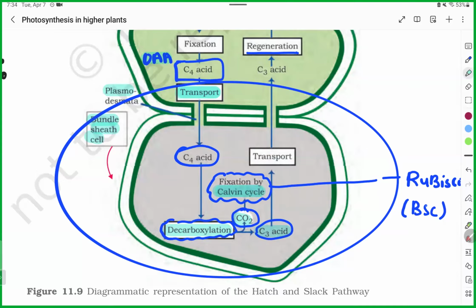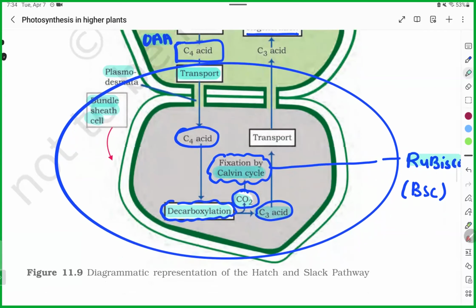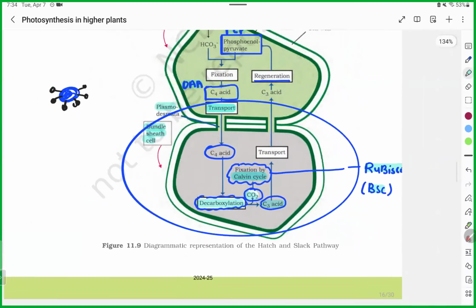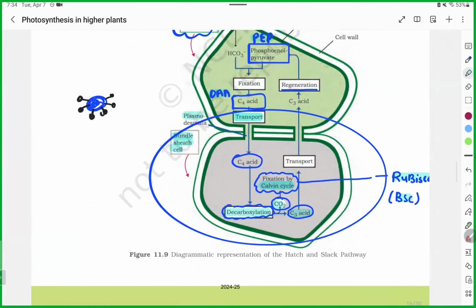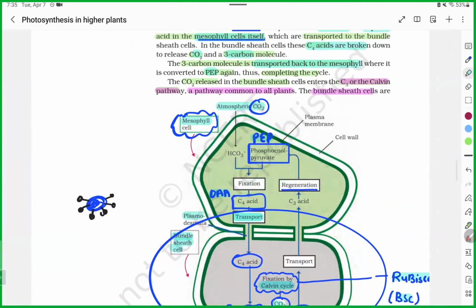And here Rubisco enzyme is used, and Rubisco enzyme is present in the bundle sheath cell. This is the Hatch and Slack pathway, the C4 pathway.